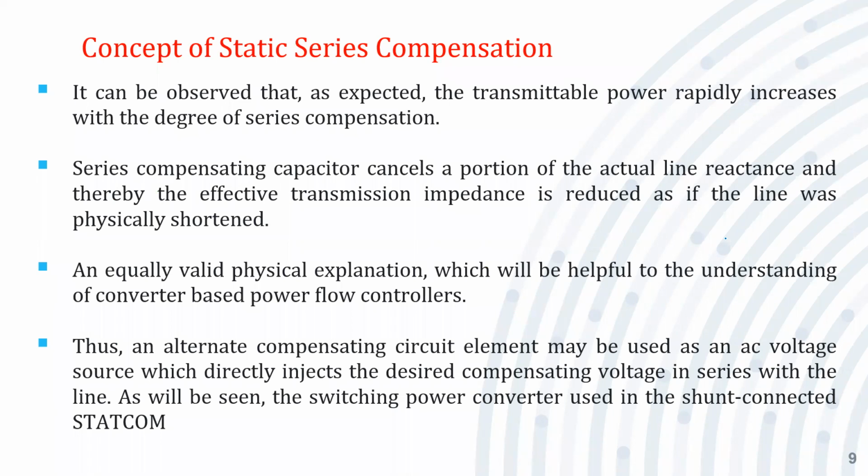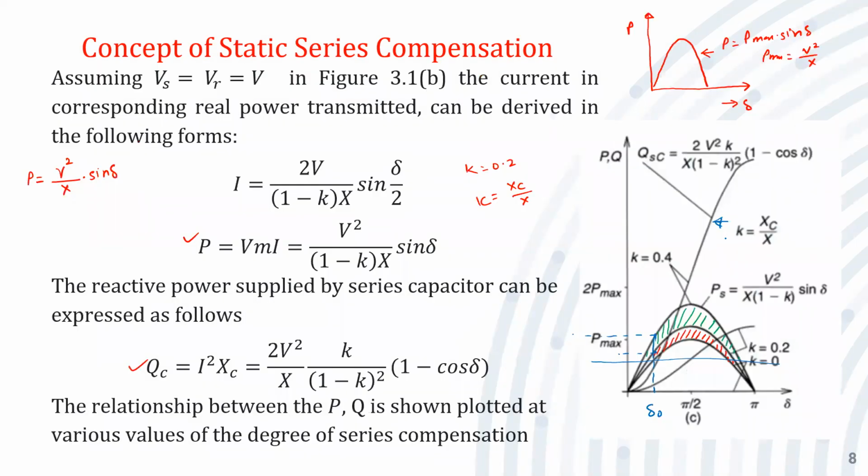There are some comments. It can be observed, as expected, that the transmittable power rapidly increases with the degree of compensation. See, as we increase the degree of compensation, at K equal to 0, K equal to 0.2, K equal to 0.35, K equal to 0.4, and K equal to 0.5, the power definitely increases. And what is the degree of compensation? K is the degree of compensation, which is the ratio of the capacitive reactance of the capacitor connected in series with the transmission line.